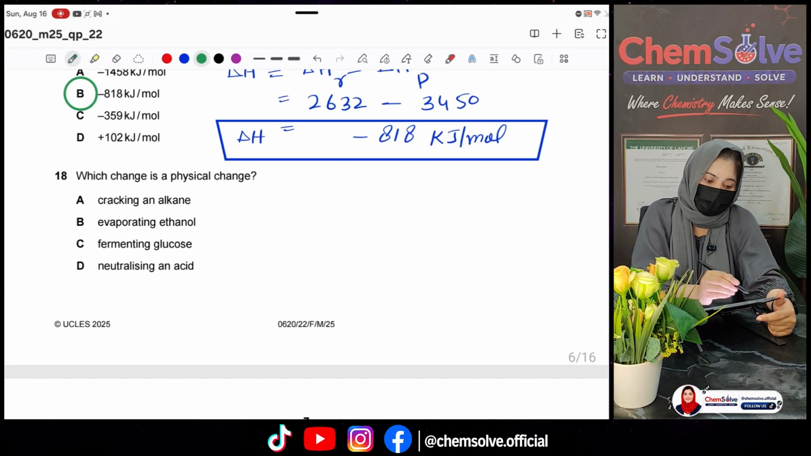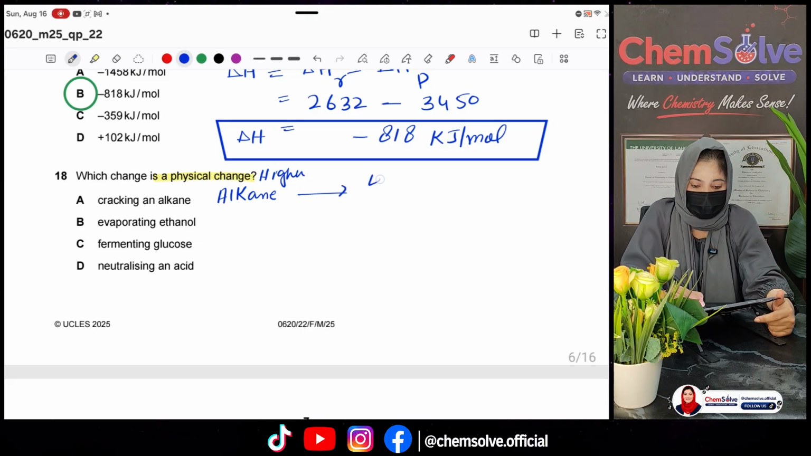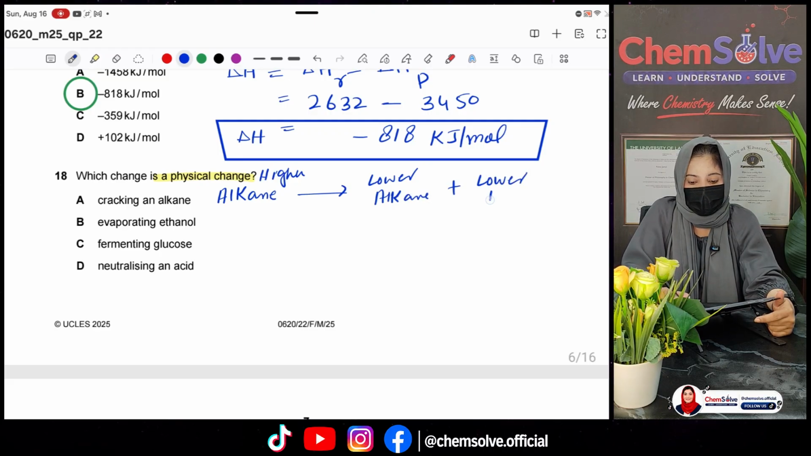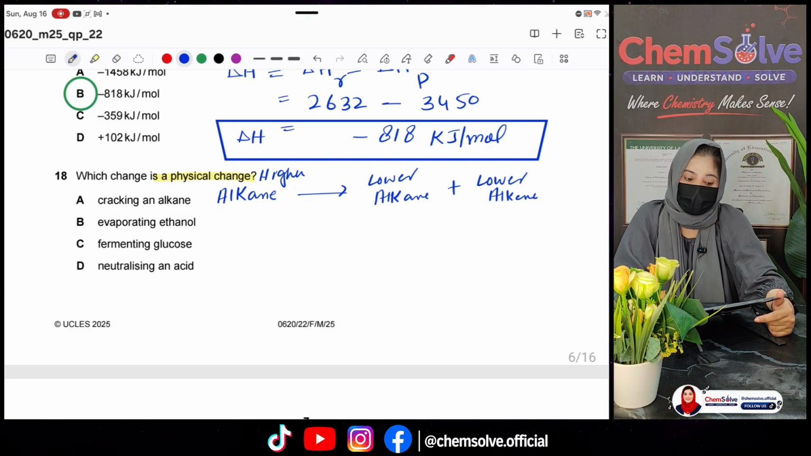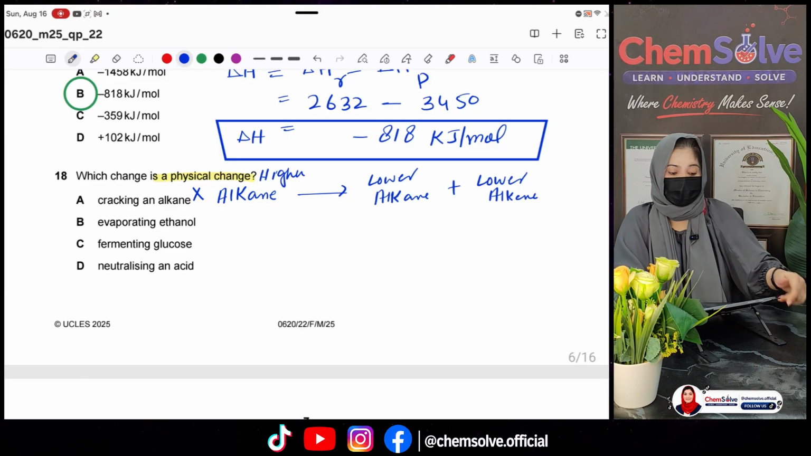Okay, question number 18. Which change is the physical change? Cracking of alkane. So what happens in cracking of alkane? We actually crack higher alkane into lower alkane and lower alkenes. So a new chemical compound is being formed. That's why it is a chemical change. It is not a physical change.